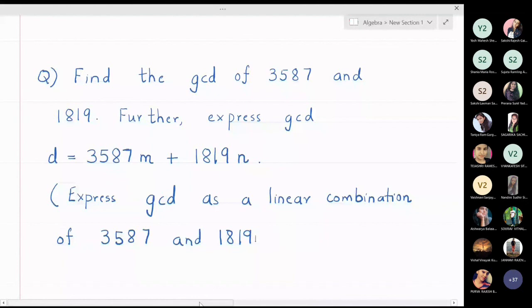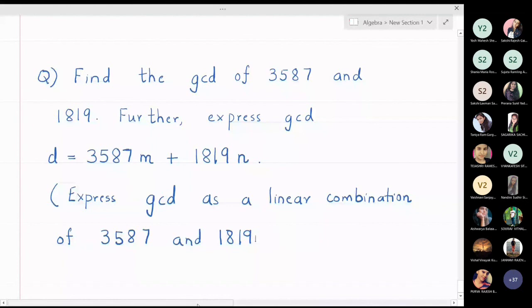Now it is very clear that both M and N cannot be positive numbers, because if both M and N are positive numbers, the GCD will become a very big number. But we know that GCD is a small number. It is smaller than 3587 and it is smaller than 1819, because it is a divisor of both the numbers, right? So if M is positive, then N is negative, or if M is negative, then N has to be positive. So one of them has to be positive and the other has to be negative. Both cannot be positive, both cannot be negative. That is one thing that we have to remember.